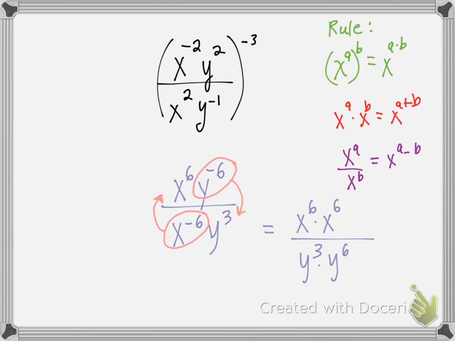So to finally simplify, I'm going to be using this rule that says if you're multiplying and they have the same base, you add the exponents. So in my numerator, I would have x to the, 6 plus 6 is 12. My denominator, my base is y, so y to the 3 plus 6 is 9. So this is my final simplified expression.